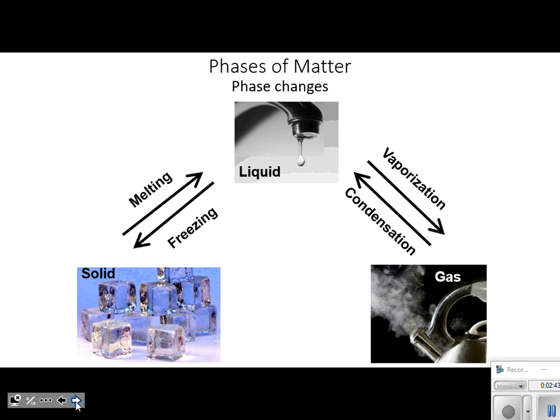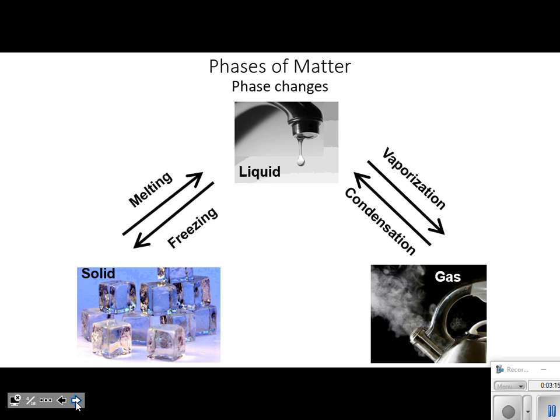And when we go from a gas to a liquid, it is condensation. All right? You ever had on that hot summer day, you got a nice big glass of ice water, and all of a sudden the outside of your ice water is wet? Sometimes we call that sweating. The glass is sweating. Well, that is condensation occurring. The water vapor from the air is condensing back into a liquid.